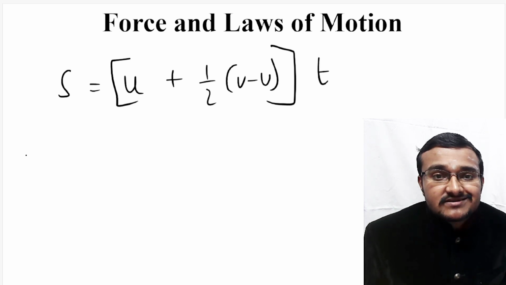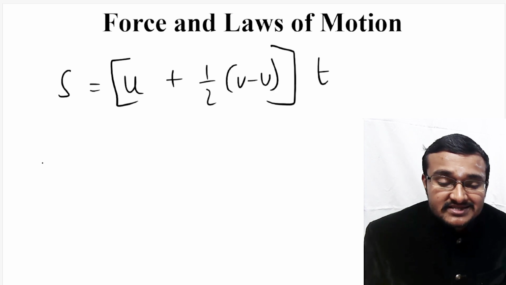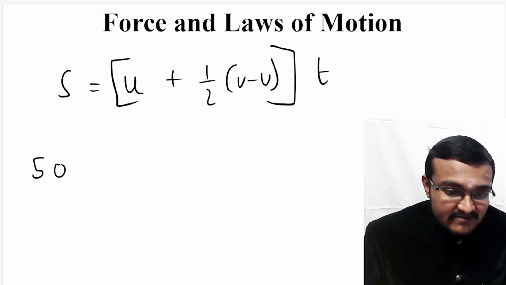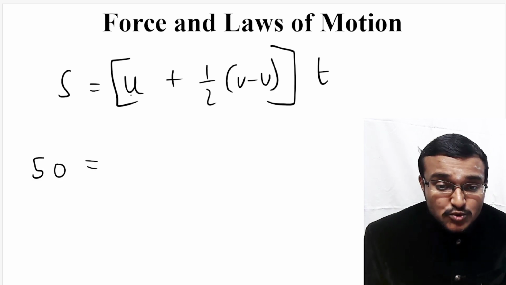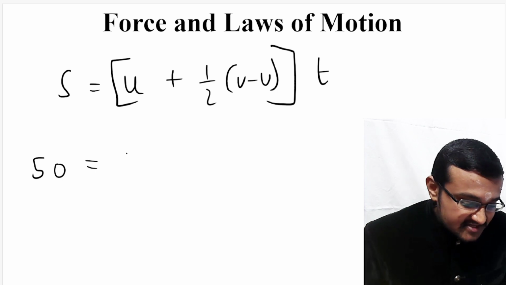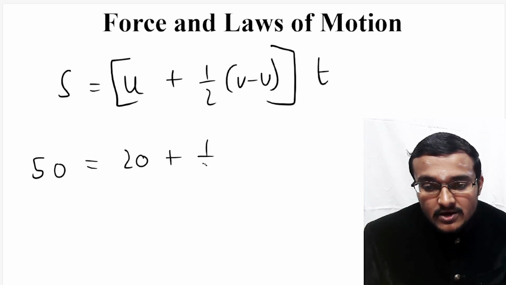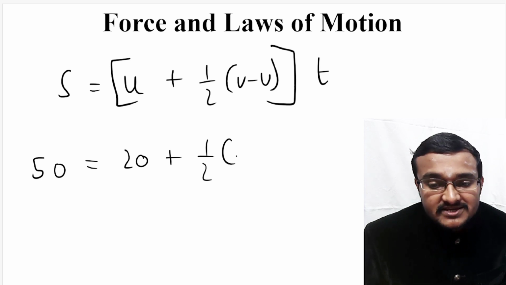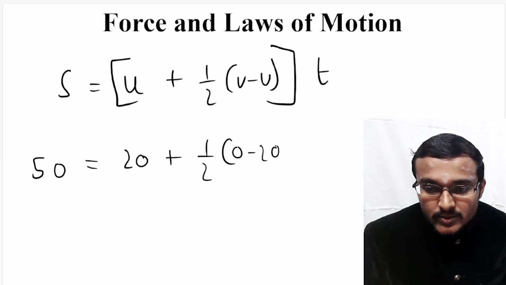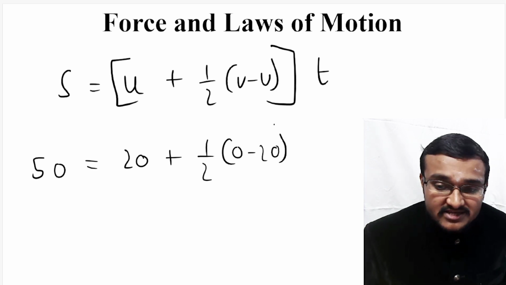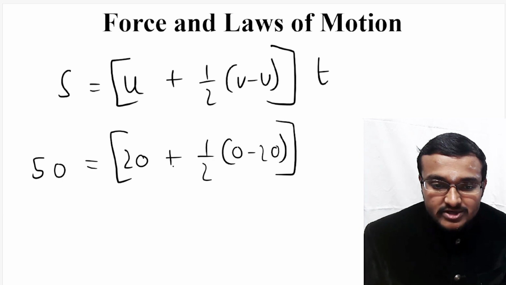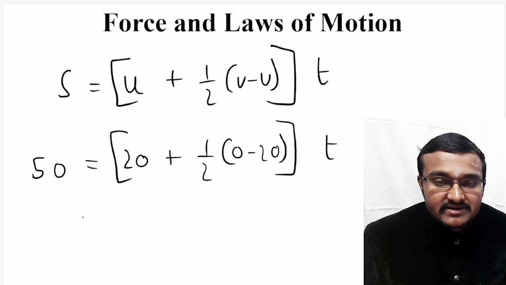So we know what is the distance. Distance is 50 meter, which they have given in SI unit. What is initial velocity? Initial velocity here is 20 meter per second, plus half. What is final velocity? Final velocity is 0, minus 20 meter per second, which is the initial velocity. This total is multiplied with time t.